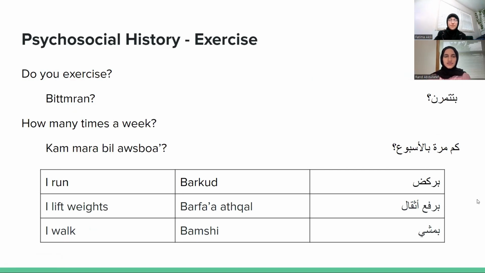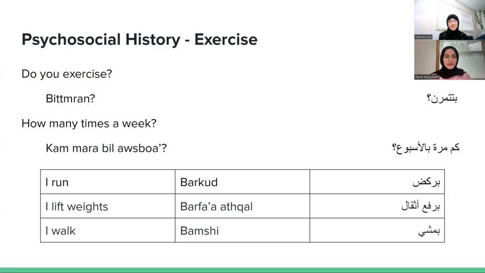Okay, moving on to exercise. Bit tmarran. Tamreen means exercise, so that's the root of this word. And then as we've explained, adding the bit part is just asking, do you? So bit tmarran. And then you want to ask how often or how many times a week. So kam marra bil isbu'. Kam means how much, or how many. I think we saw this one when we were asking how often do you smoke? So it would be kam, and then marra is times, and then bil isbu' means per week.